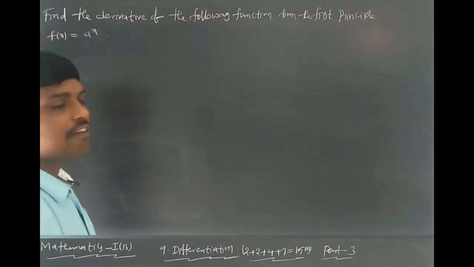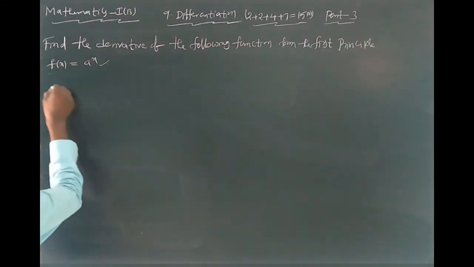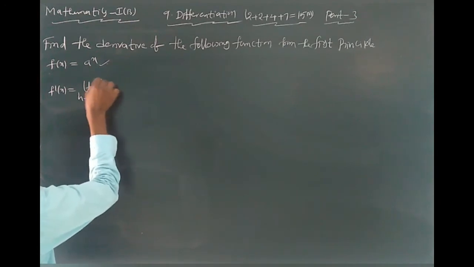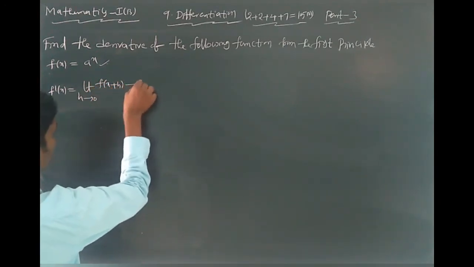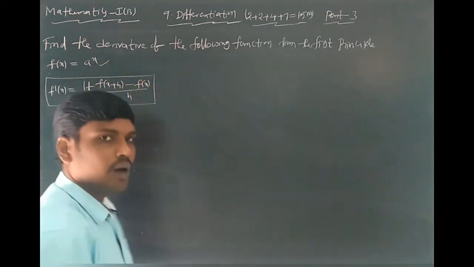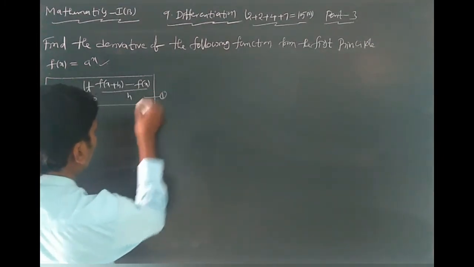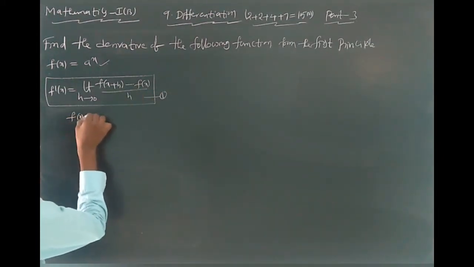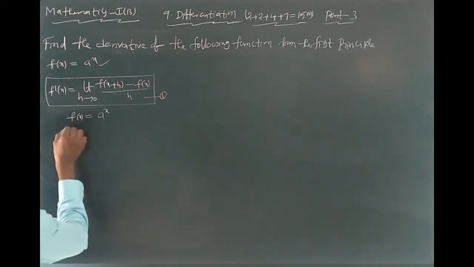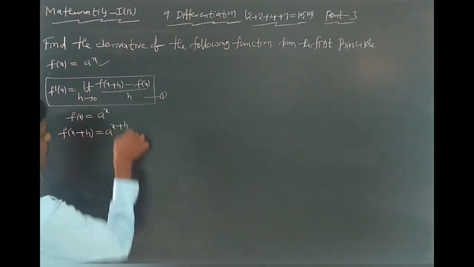The next problem is f of x is equal to a power x. Once again, you can write the first principle formula. f dash x is equal to limit h tends to 0, f of x plus h minus f of x by h. This one is the first principle formula. In this, you can write equation 1. The f of x value is a power x. The f of x plus h value is a power x plus h.